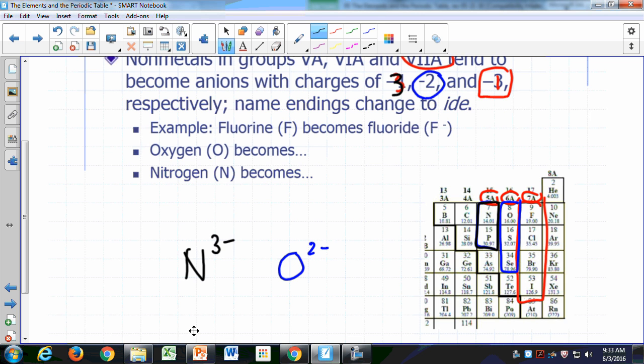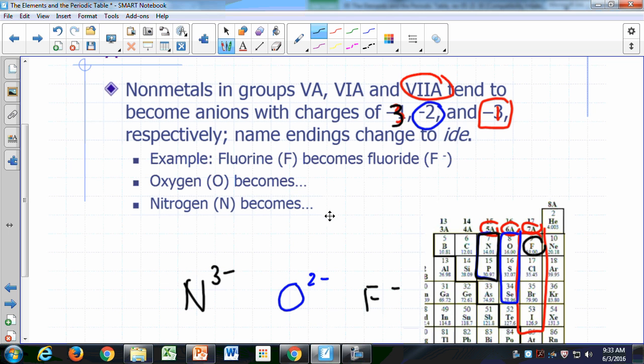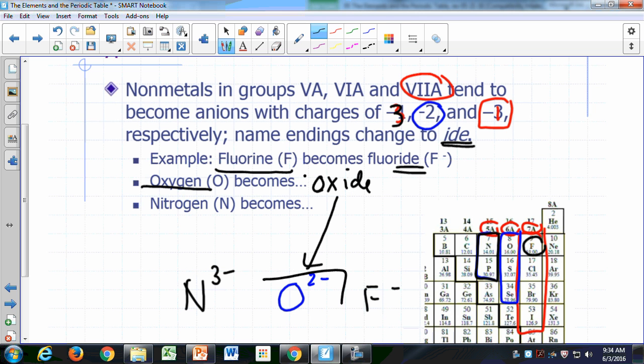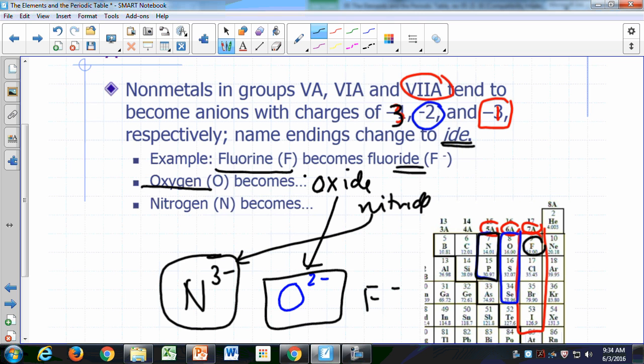Now, fluorine becomes F with a -1 charge, right? And one thing you'll need to know is that when atoms become negative ions, they gain an electron, and the name changes. The ending of the name changes to -ide. So the atom fluorine, if it becomes F minus, is no longer called fluorine, it's now called fluoride. Oxygen becomes oxide, and oxide would be O with a -2 charge. Nitrogen becomes nitride, and it's going to have a -3 charge.